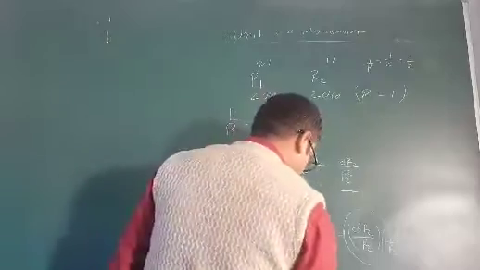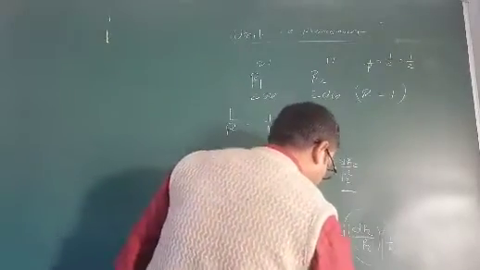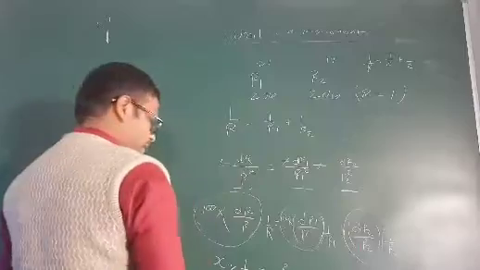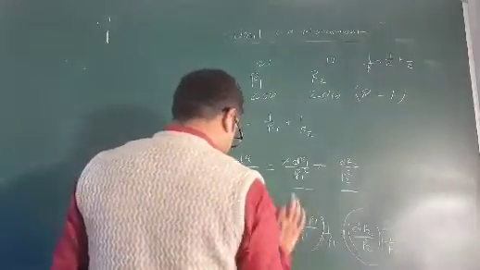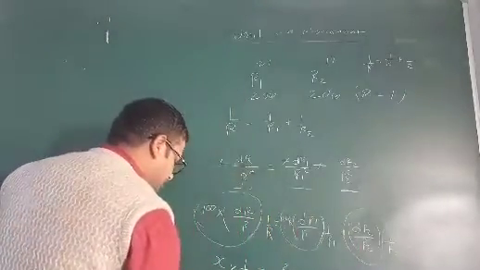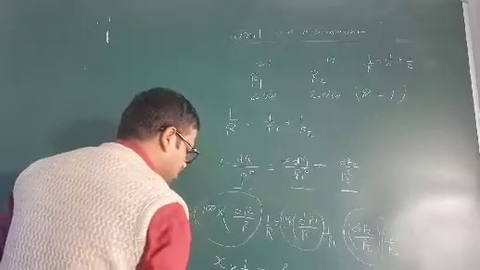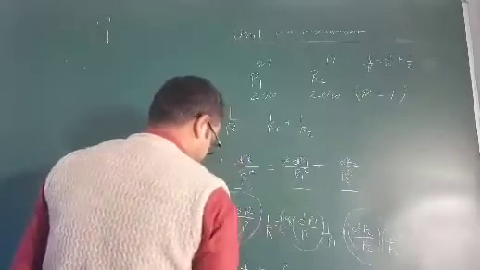Now solve it. This is 3 by 2. Okay, students? 3 by 2, yes. So the value of x is equal to 3 by 2, that is 1.5%.